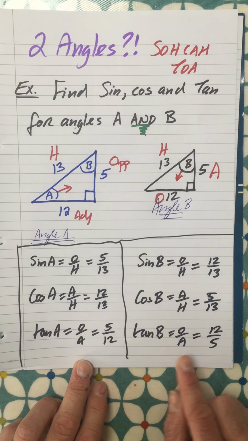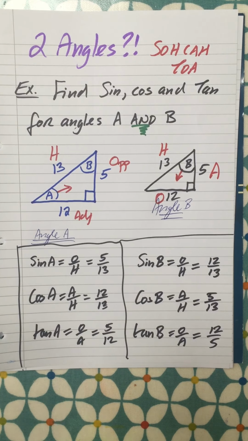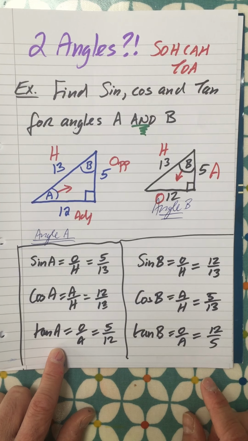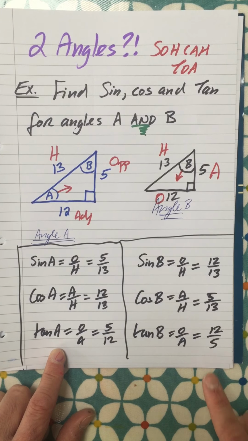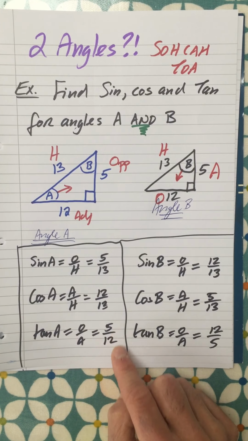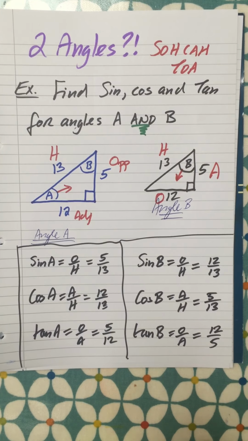What about tan? Do you notice anything with tan? Well, the tan of A is the same as tan B turned upside down. So you just turn a fraction upside down. So for tan A, it was 5/12. For tan B, it was 12 over 5.